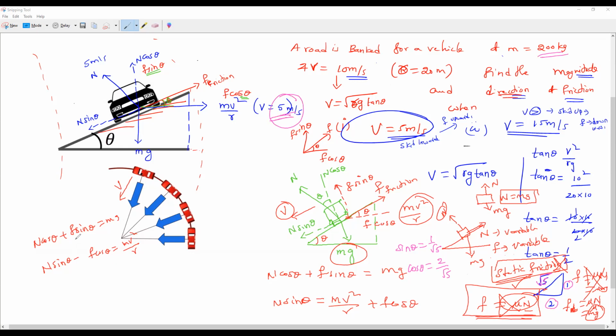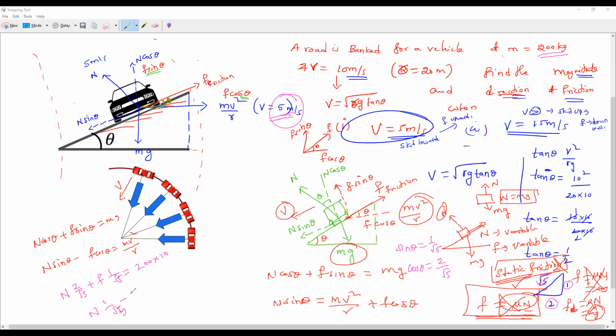So substitute the values. G value is 10. Let us substitute it now. We have to find N. So cos theta value is 2 by root 5, plus F sin theta value 1 by root 5, which is equal to m value 200 into G value 10. Second equation: N into sin theta value 1 by root 5.